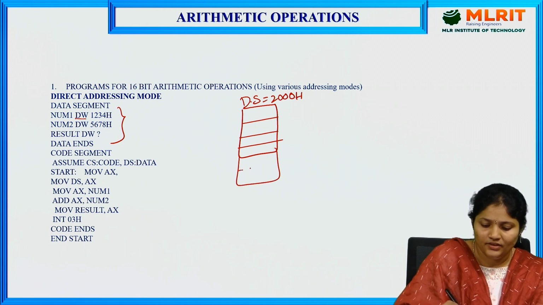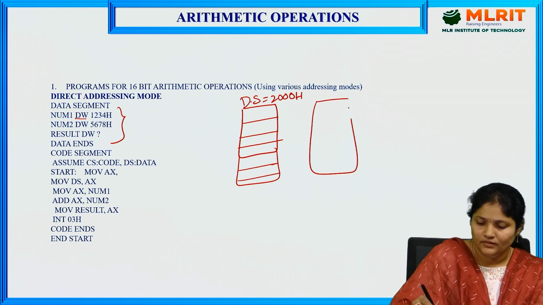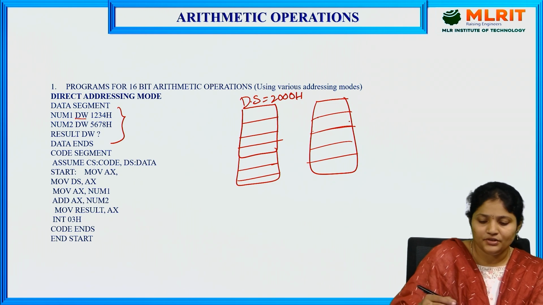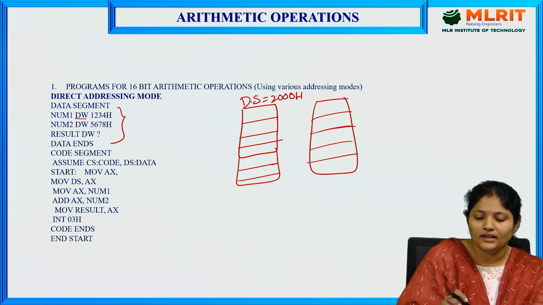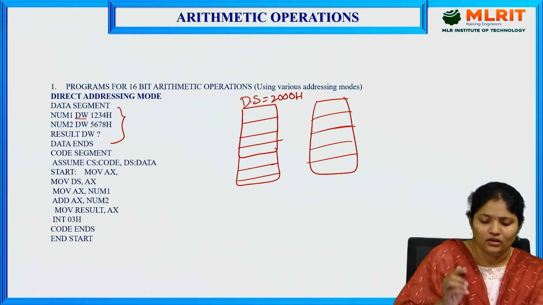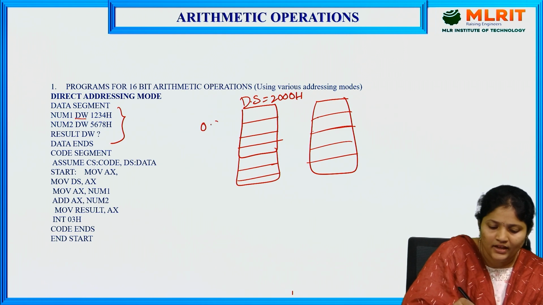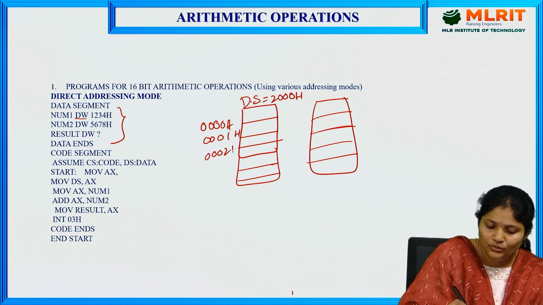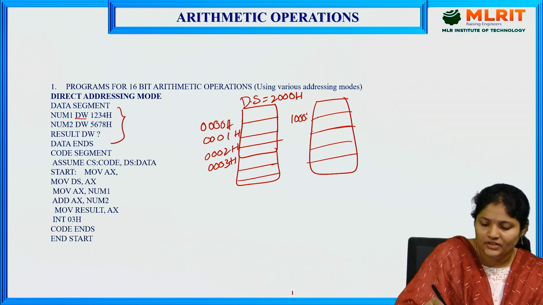I'm just dividing it. The memory will be continuous memory only. For both of the memories, the DS will have 2000H. This is the segment value. So now we will have the offset value also. Consider this offset value as 0000H, 0001H, 0002H, 0003H, and this value, randomly I was taking, like 1001H.